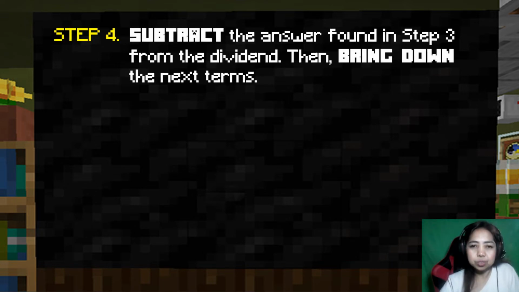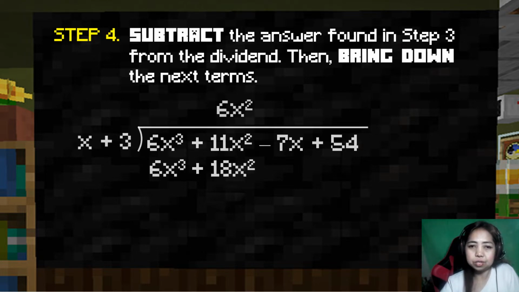Step 4. Subtract the answer found in step 3 from the dividend. Then, bring down the next terms. So, ganito ibig sabihin niya. Diba, ito yung kanina natin. Ito yung sagot natin pag minultiply ito sa kanilang dalawa. So, subtract daw natin ito mula dito sa ating dividend.